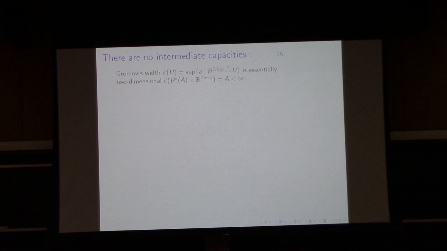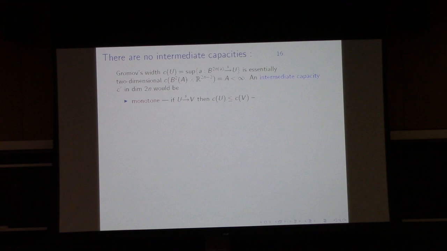Now, what would an intermediate capacity be? This is the notion of how Hofer designed. It would be some measurement of the size of a subset in n dimensions, which is monotone. Symplectically monotone, if you like: if you embed one symplectically in another, then the size of one of them is meant to be less than the size of the other. And it's meant to be sort of intermediate.